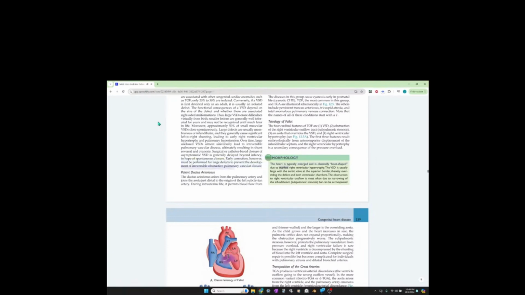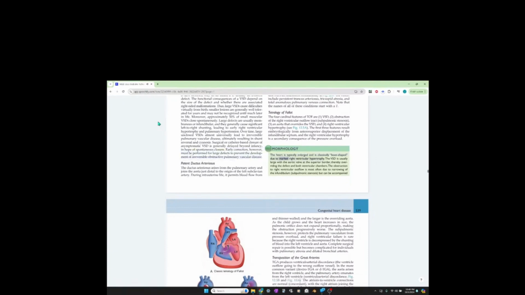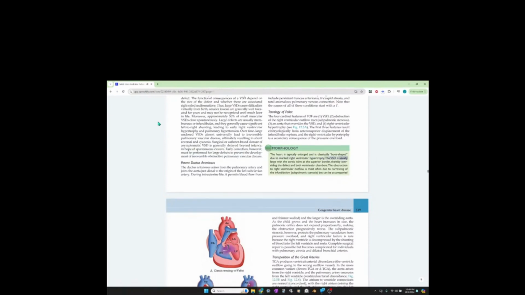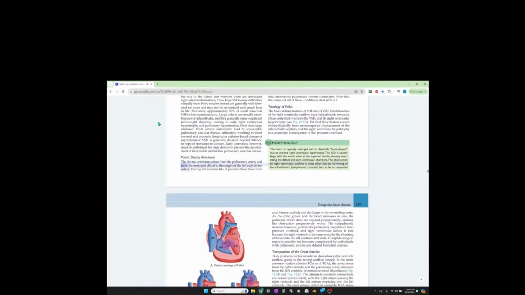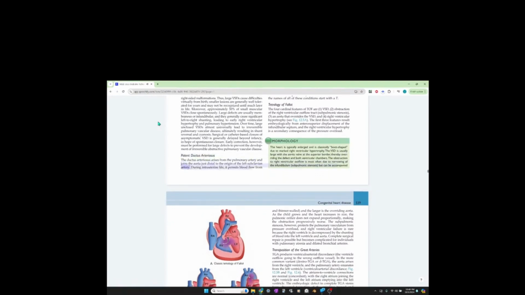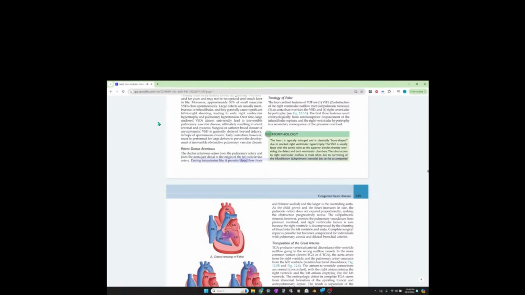Patent ductus arteriosus. The ductus arteriosus arises from the pulmonary artery and joins the aorta just distal to the origin of the left subclavian artery. During intrauterine life, it permits blood flow from the pulmonary artery to the aorta.